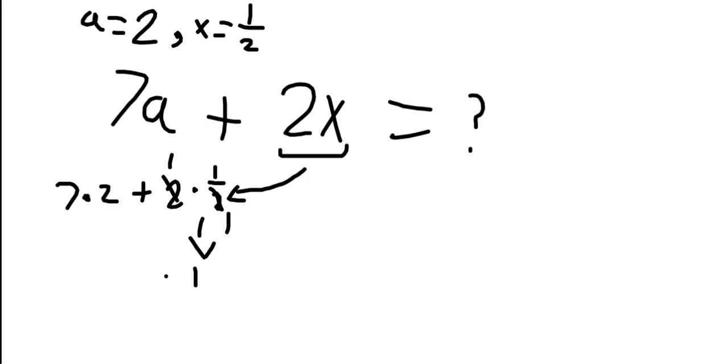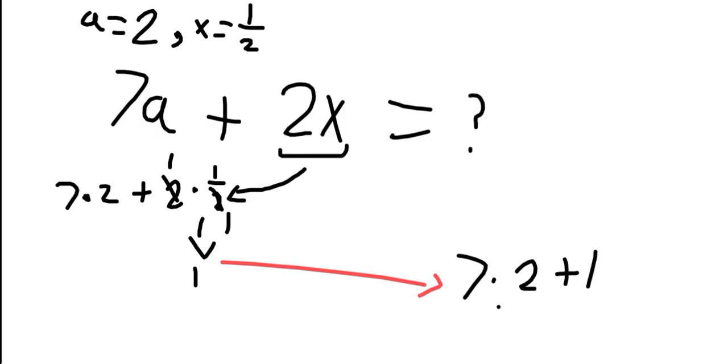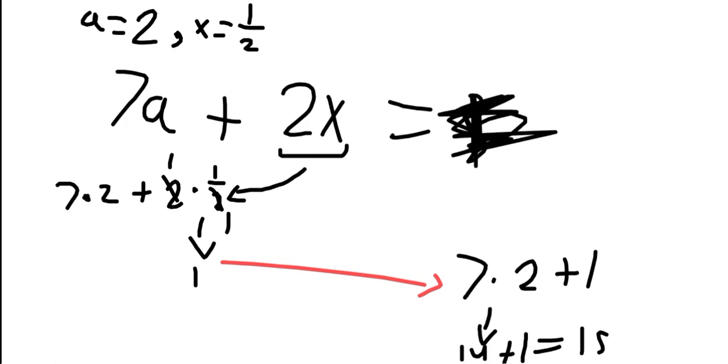So in reality, this question is actually saying 7 times 2 plus 1. And from here we go 7 times 2, that is 14, and then plus 1 equals 15. So the answer to this question is 15.